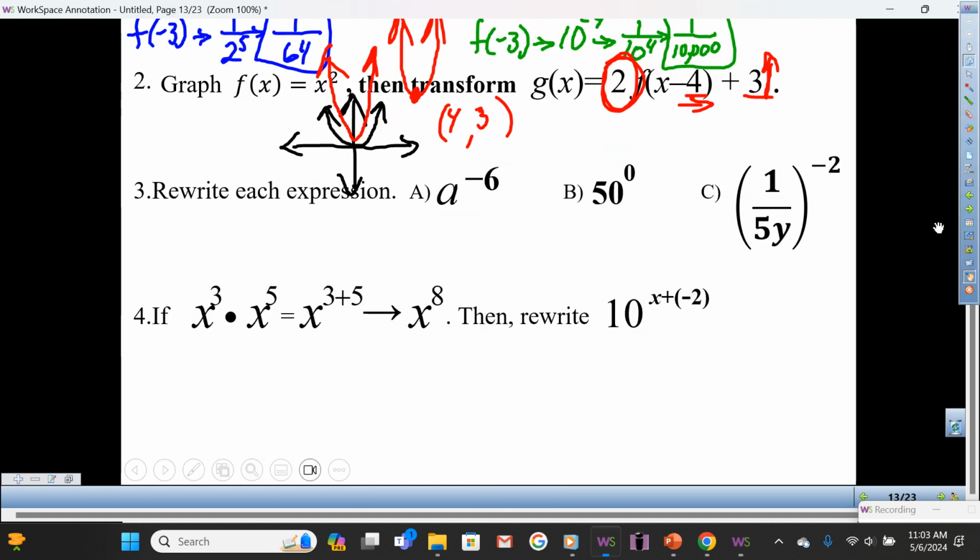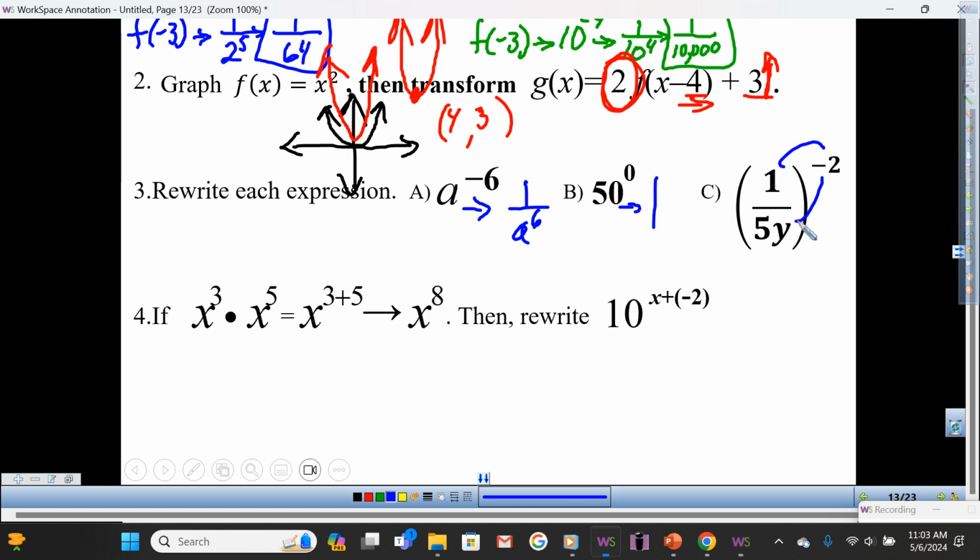All right, let's see. Who has number 3? Ryland. All right, here we go. 8 to the -6 becomes 1 over 8 to the 6. 50 to the 0 is 1. That is correct. Distribute the exponent here and here. That should have given you 1 to the negative 2 over 5 to the negative 2 and y to the negative 2.